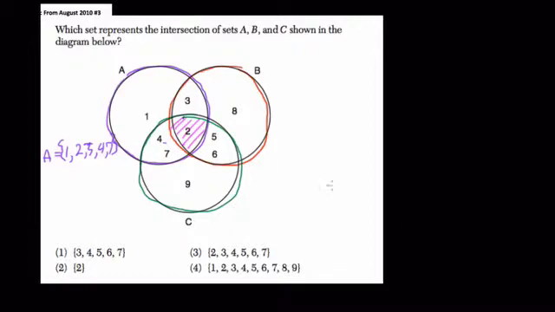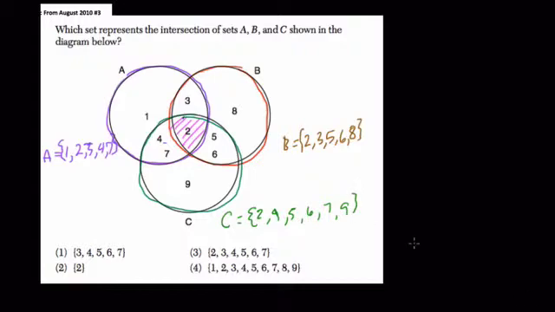What does B equal? Well, B is equal to 2, 3, 5, 6, and 8. And C, and bear with me here, I want you to be really comfortable with this, is all the numbers that are somewhere inside the green circle. So that's 2, 4, 5, 6, 7, and 9. Okay, so an intersection would be elements that are actually in all three, and the only one that does that is 2. It's the only number that is in all three.